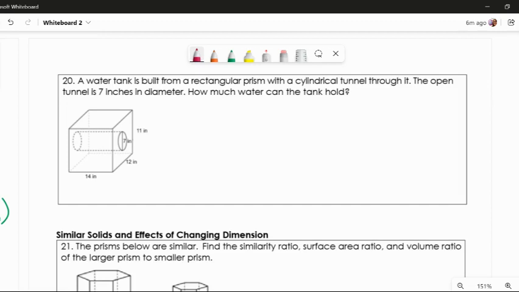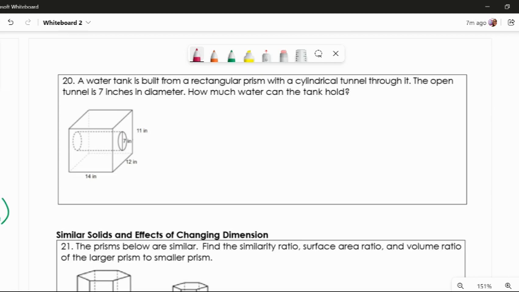Okay, number 20 says a water tank is built from a rectangular prism with a cylindrical tunnel through it. Have you ever crawled through a tunnel like that? Maybe at the zoo where there was a tank or something and you got to crawl through a tunnel like that? Okay, the open tunnel is 7 inches in diameter.